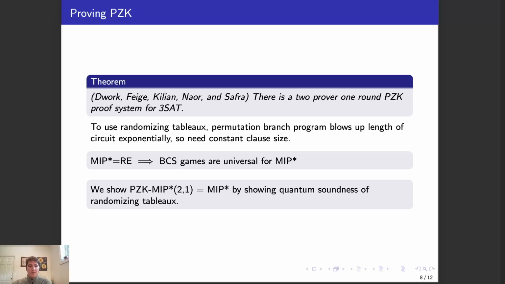It's a result of the MIP* = RE theorem that Boolean constraint system games are universal for MIP*. This can be seen by employing iracularization. We show that perfect zero-knowledge MIP* with 2 provers and 1 round of interaction is equal to MIP* by showing quantum soundness of the randomizing tableau transformation.